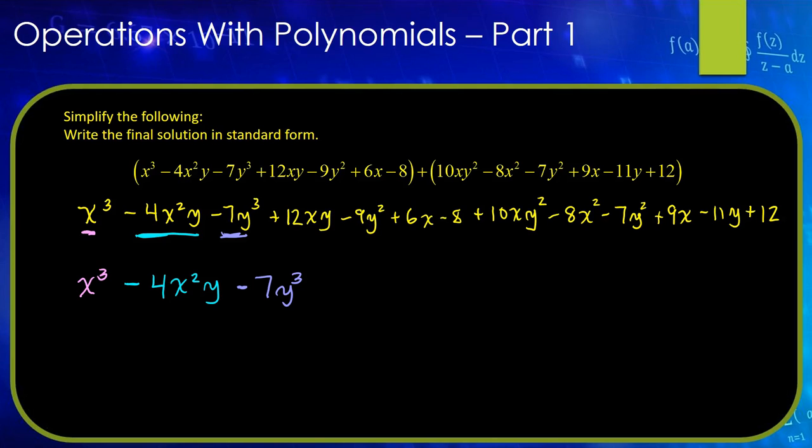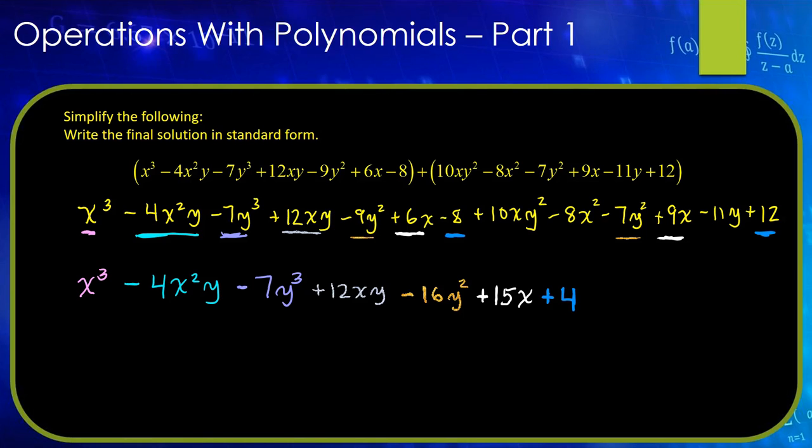Plus 12xy. If I look carefully at this, I don't have any more xy, so I just rewrite that one too. Now when I get to the minus 9y squared, I do have a minus 9y squared and a minus 7y squared, so I get minus 16y squared. Next I get the plus 6x and the plus 9x. They're like terms, so they would combine to be a 15x. The minus 8 and the plus 12 would give me a plus 4.